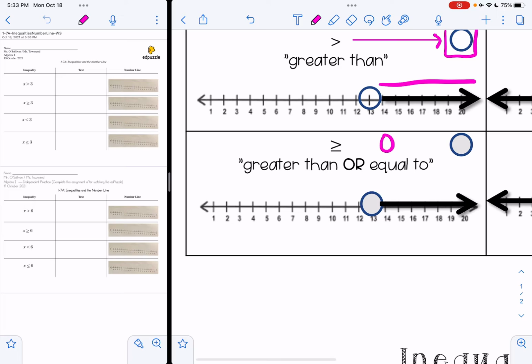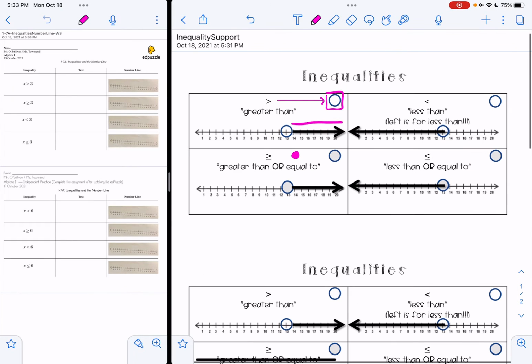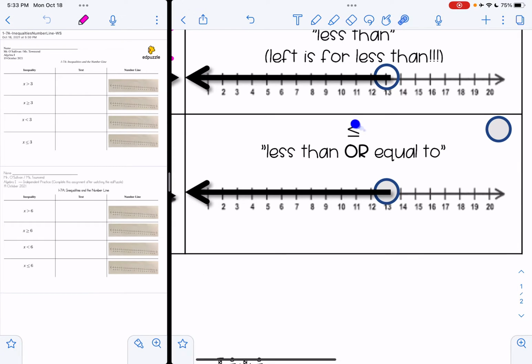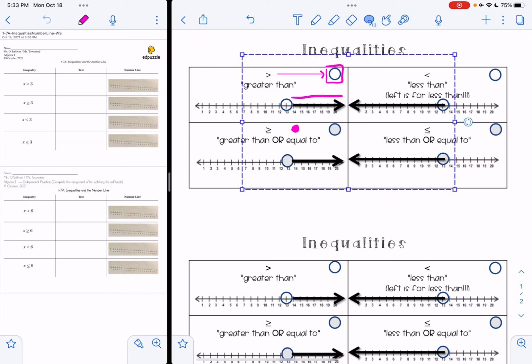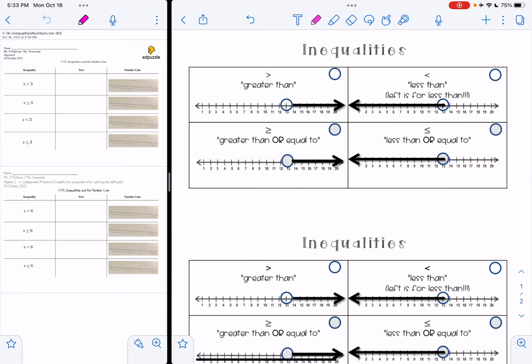I'm going to show you an example so you see what I want you to do. I want you to circle your number on the number line, and then shade in just like this, okay? And last but not least, we have the less than or equal to, and that goes in this direction. And again, that's a closed circle. So for these examples, these are our open circles, and these are our closed circles. Make sure that you pay very close attention to that.